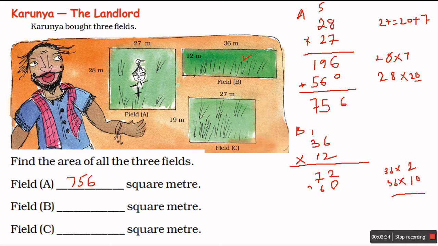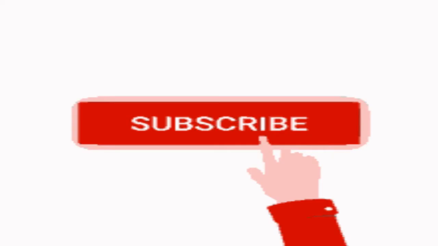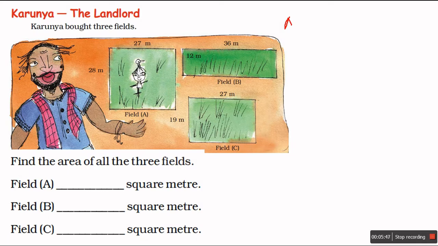1 6 is 6, 1 3 is 3. Now I will add. 2, 7, 6, 13, 3 carry over 1, 432. So the area of field B is 432 square meter. Now the area of field C. I need to multiply 17 by 19.